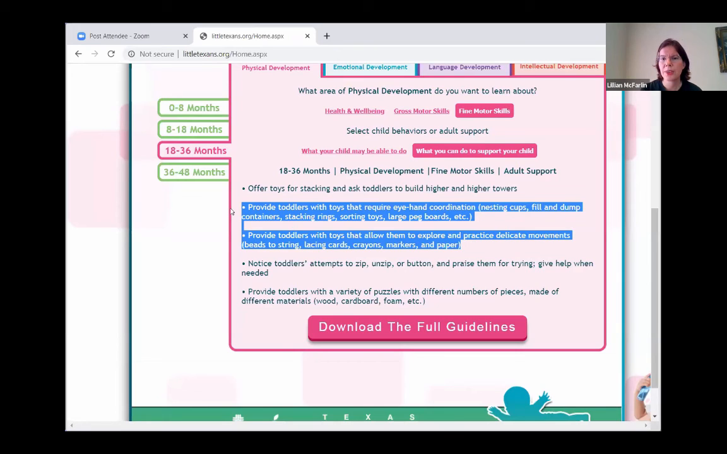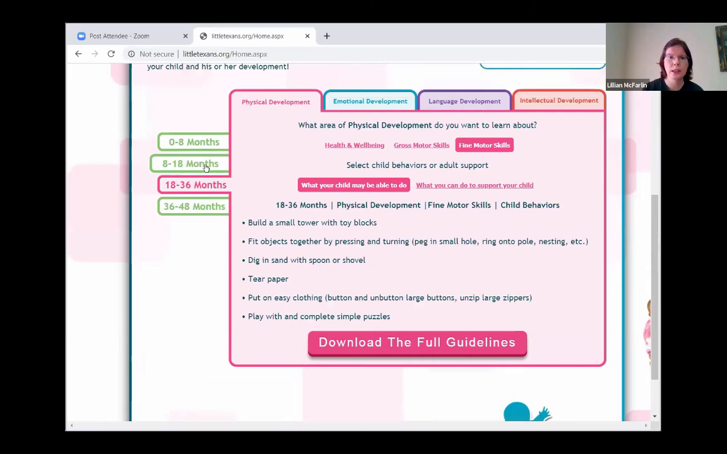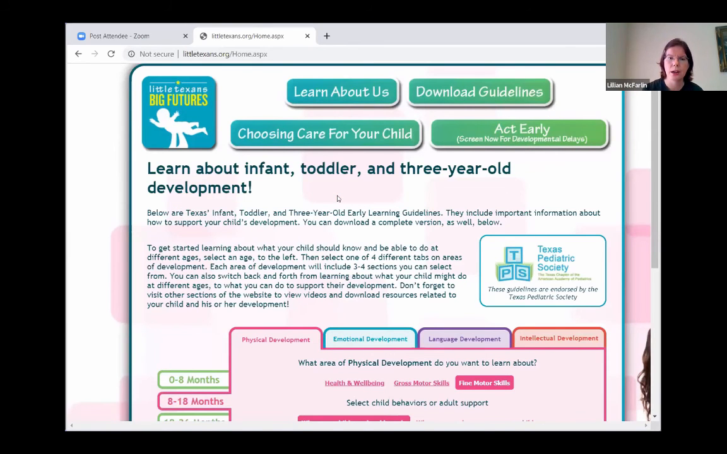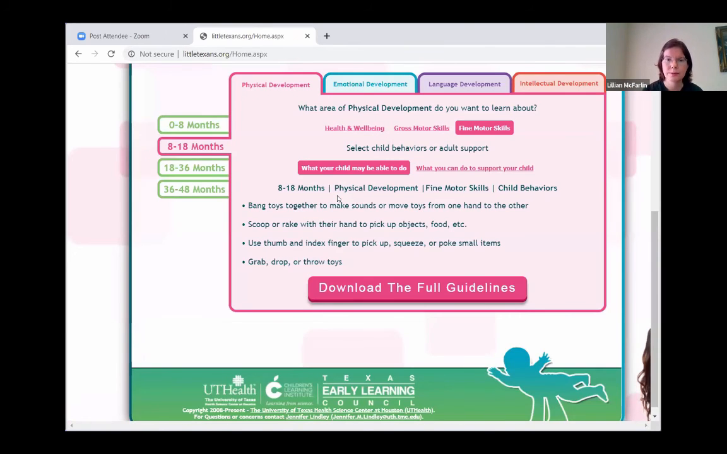Hand-eye coordination things, and delicate movements, right? Yeah. And just for giggles, I'm going to take a look at 8 to 18 months and see what's there for fine motor. Bang toys together, scoop and rake, use a thumb and index finger to pick up, squeeze, and poke small items. That's interesting. Why is that interesting?